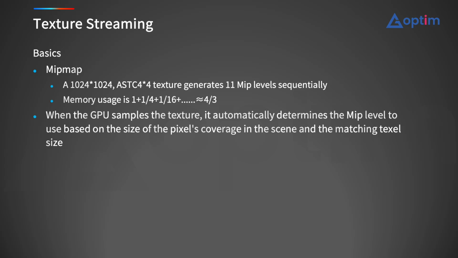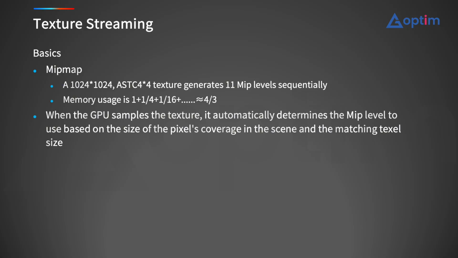Now let's talk about texture streaming, a feature that has become increasingly mature in recent versions of Unity. From a memory management perspective, texture streaming is now considered one of the most practical mobile optimization tools. First, let's revisit the basics. Earlier, we discussed MIP maps.